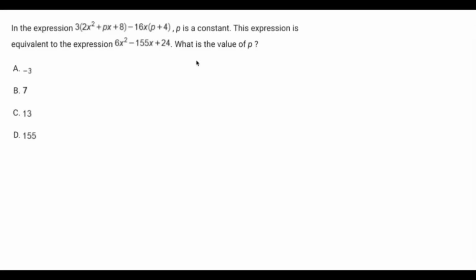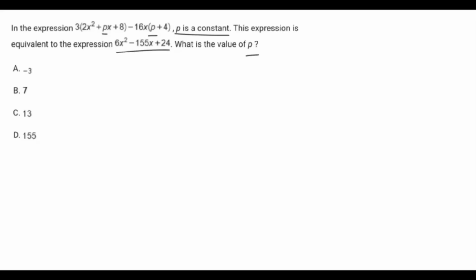The expression 3 times (2x squared plus px plus 8) minus 16x times (p plus 4). P is a constant. This expression is equivalent to the expression 6x squared minus 155x plus 24. What is the value of p? So here we have two missing variables in this one equation. So that is going to make it a little bit tricky to solve.